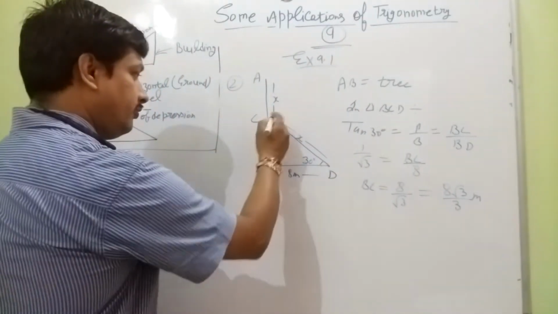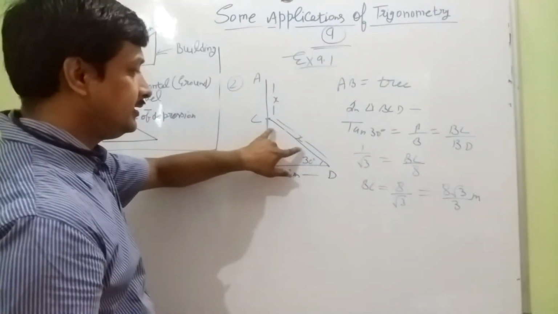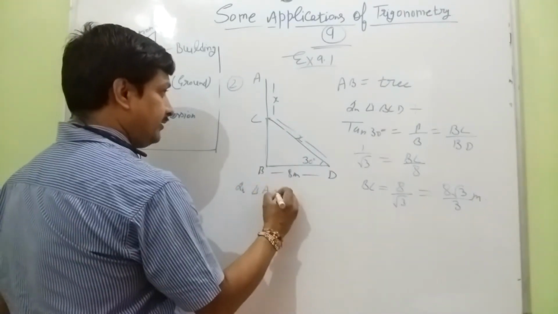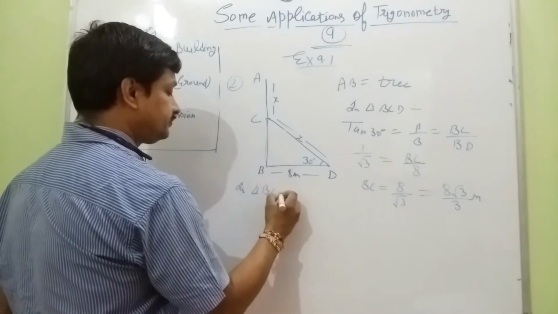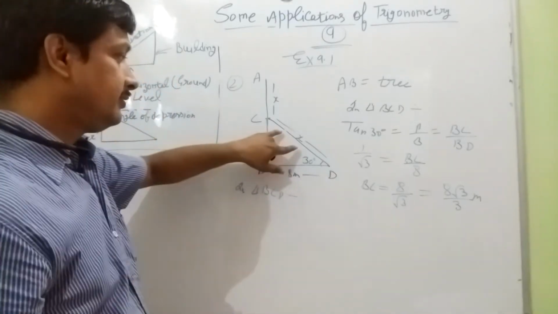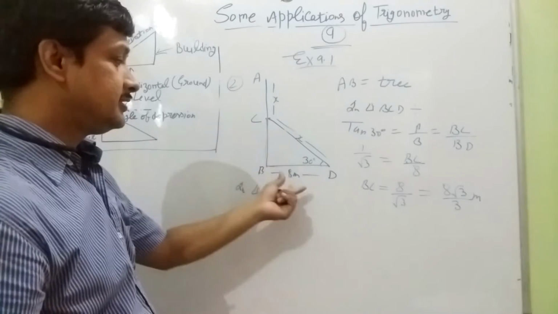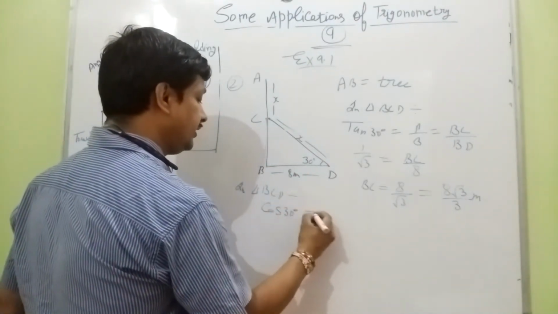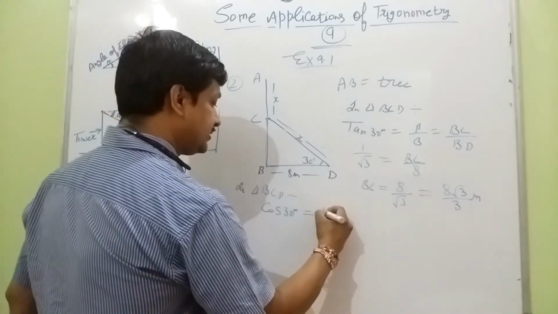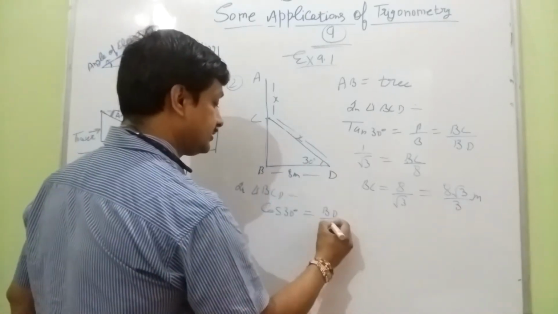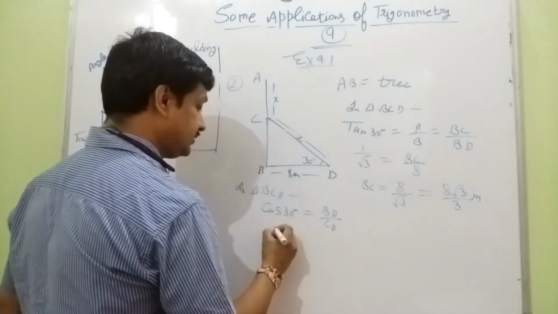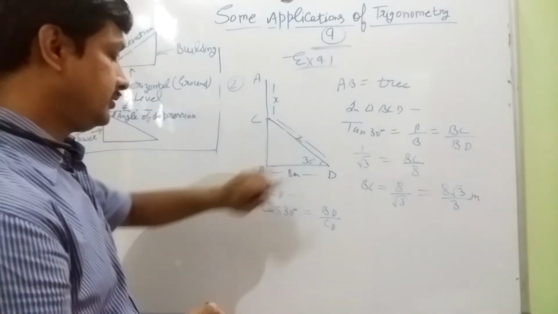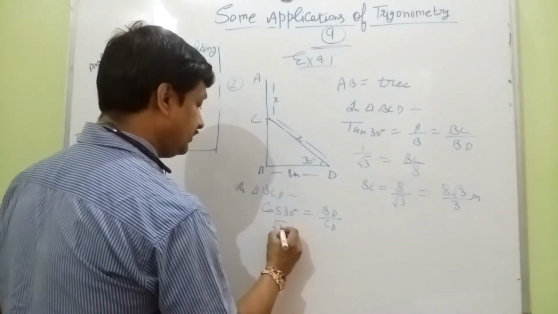Okay, now we will find CD, that is x. So for that, again in triangle BCD, this time we need hypotenuse, and this is base. So which formula will we apply? Obviously cos 30 degree, and cos theta is base upon hypotenuse. So cos 30, this is base, this is hypotenuse. So cos 30 degree is root 3 by 2.